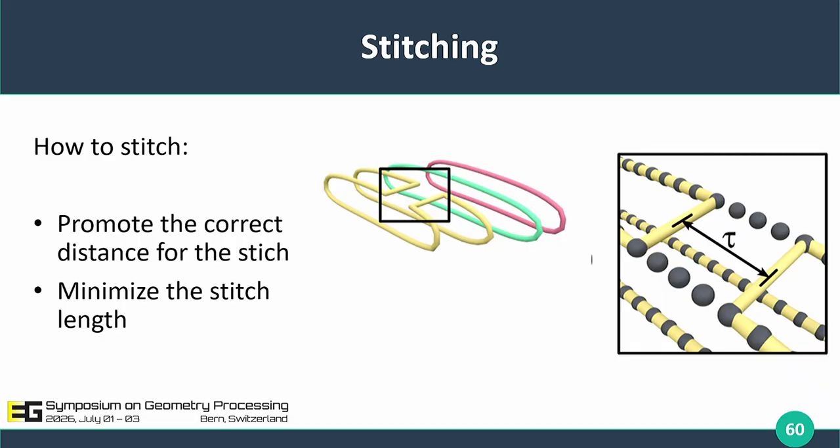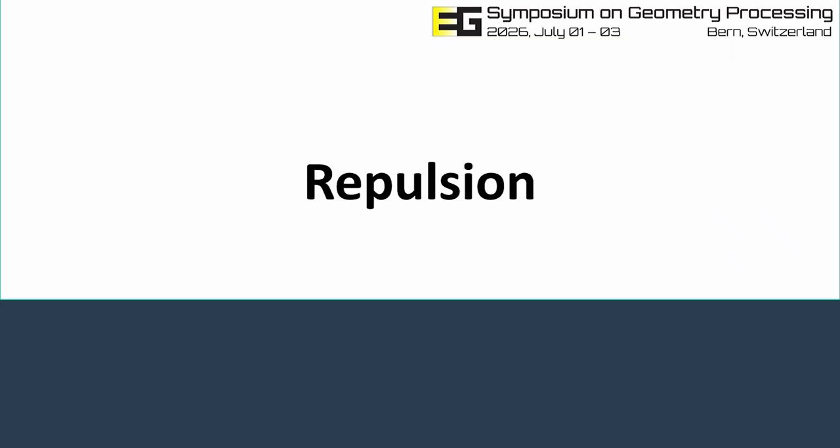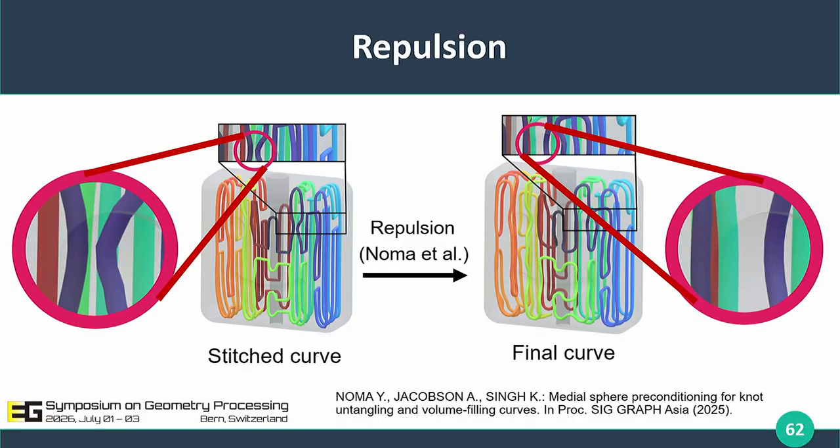And these encourage short stitches that preserve the original geometry as much as possible. While we finally obtain a field-aligned volume filling curve, small spacing issues may still remain near wave-field singularity, as highlighted in the red circle. To address this, we apply 8 iterations of the method proposed by Noma and colleagues. Although this approach does not explicitly support field alignment, the curve is already in a near-optimal configuration, so this iteration primarily improves spacing while introducing only minimal change to the overall alignment.